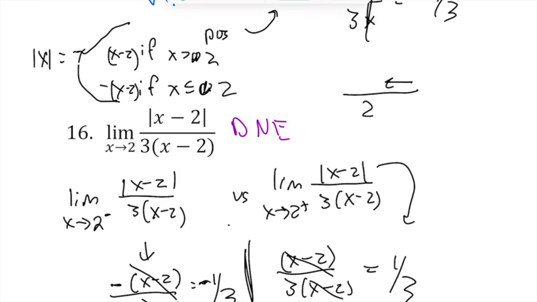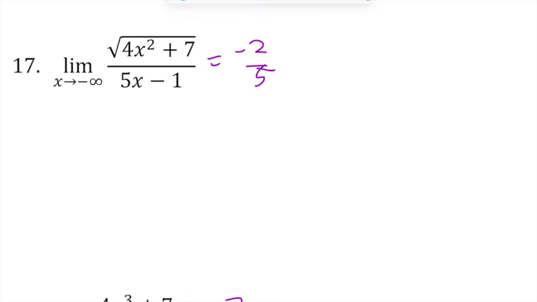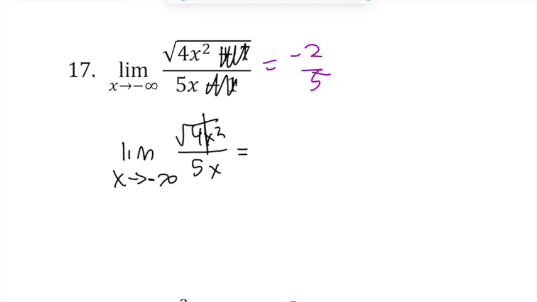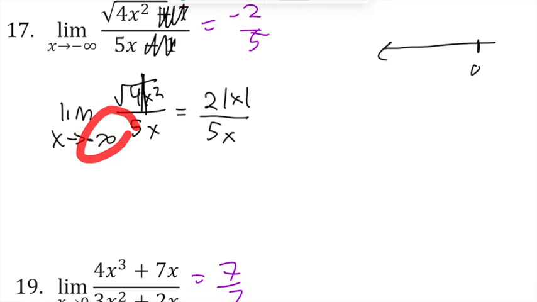So again, as we approach from the left, we're using this one because that's less than 2. All right, again, limits at infinity. Don't sweat the small stuff. So we're only going to focus on these factors. When you break up the absolute value, remember it's 2 times the absolute value of x over 5x. And so we're going to negative infinity.